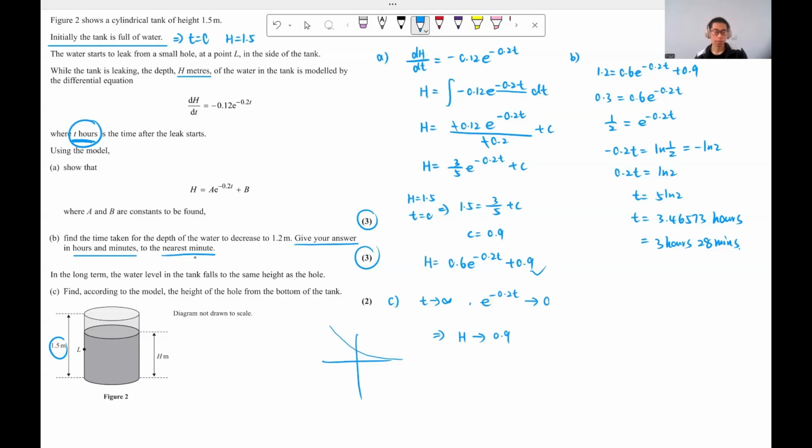So that means the height of the hole from the bottom of the tank should be 0.9 meters.